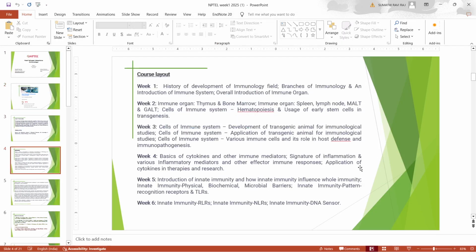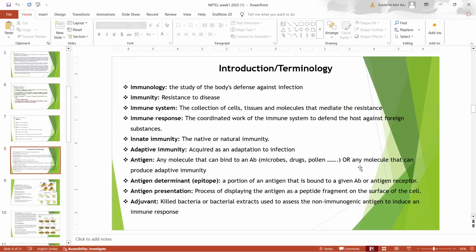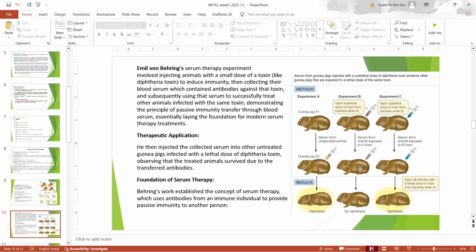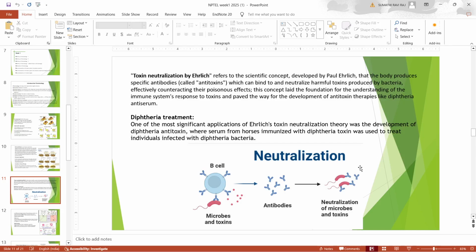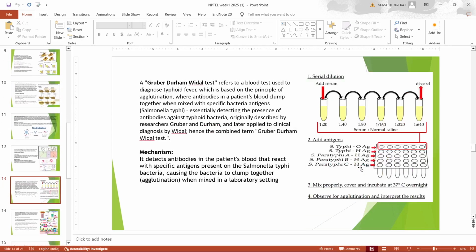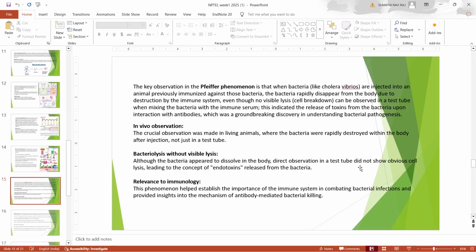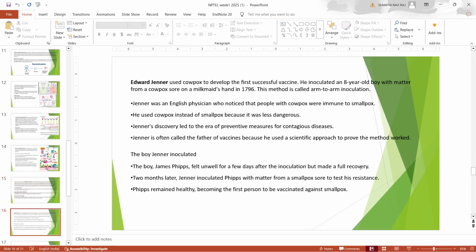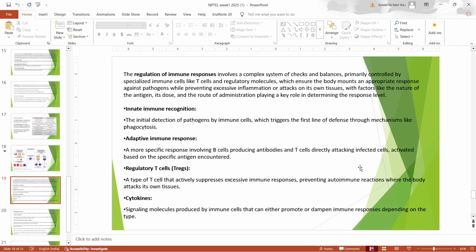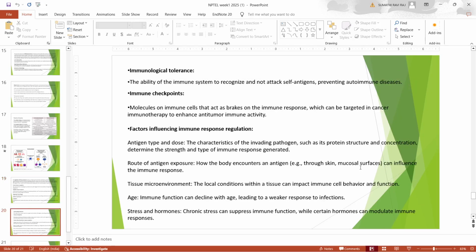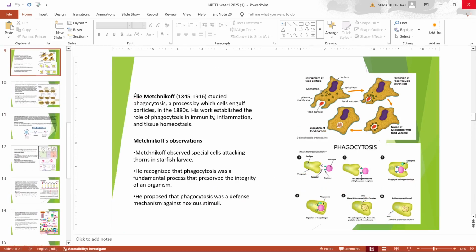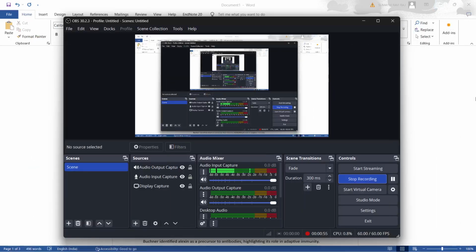So, in week one of host pathogen interactions, we discussed a little bit about the introduction, terminologies, then Metchnikoff, then Emil von Behring, then toxin neutralization by Ehrlich, then the Widal test, Hans Ernst August Buchner, then Pfeiffer phenomena, then Jenner, then theories of immunity, then immune systems, regulation of immune responses. So these were all that was discussed, and let's see the questions of the assignments that was given.